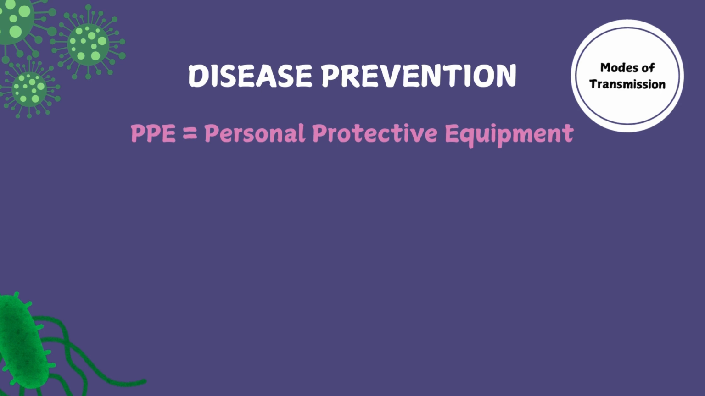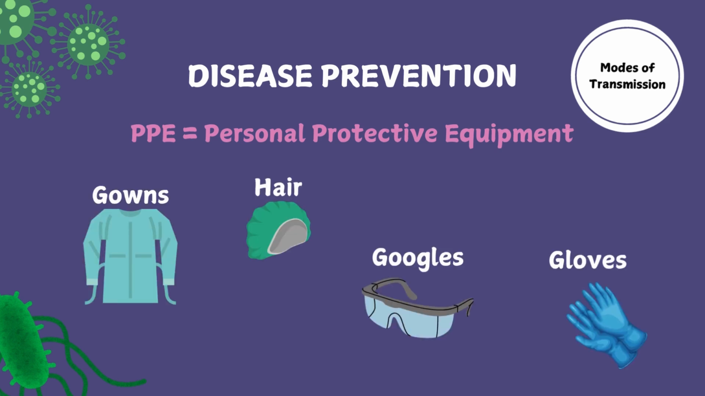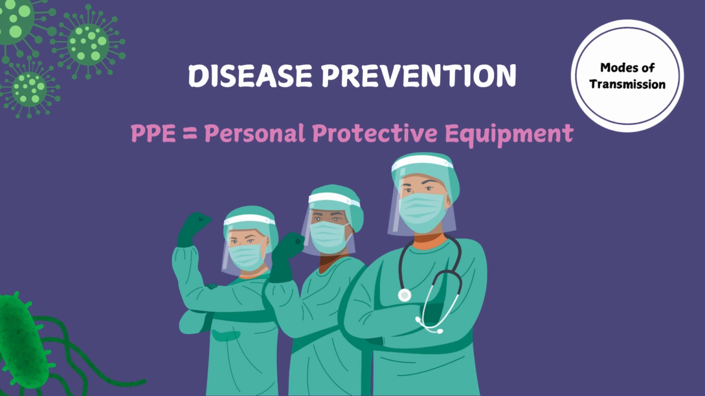PPE consists of items worn to create a barrier between you and the patient, such as gloves, gowns, goggles, hair coverage, and masks. These protective items help prevent pathogens from coming into contact with your skin or entering your body, reducing the risk of infection. Always ensure that you properly put on and use PPE whenever you're in contact with patients or potentially contaminated environments.